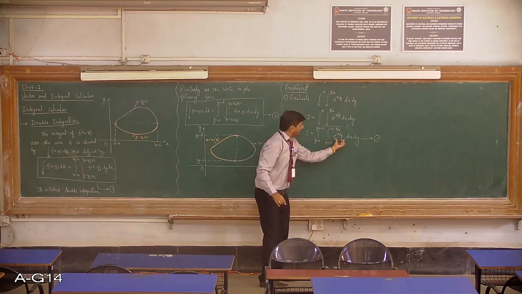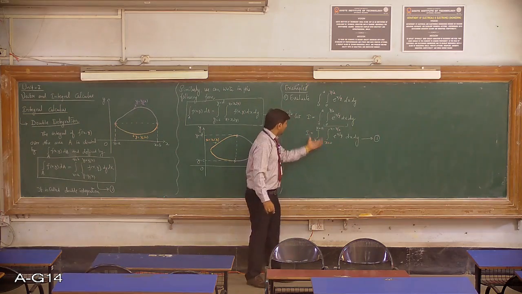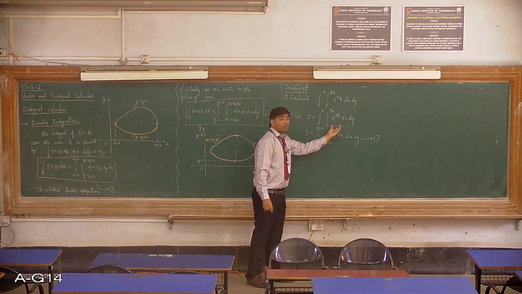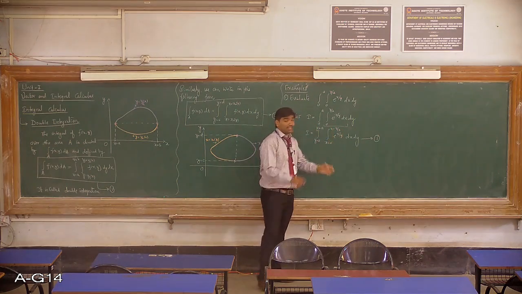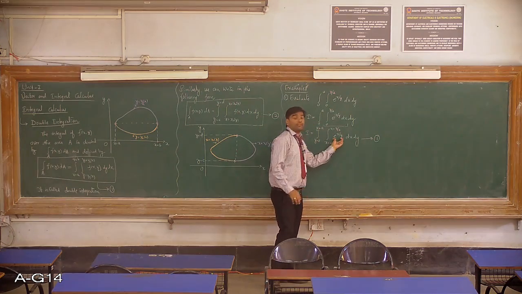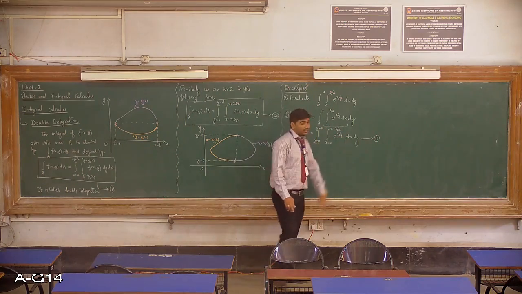You can see this we can call f of x comma y. This generates a surface, and these boundaries y equals 0 to y equals a and x equals 0 to x equals y by a yield the volume of this particular function with these limits.